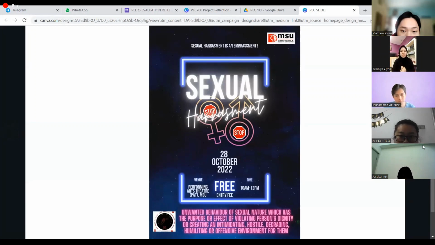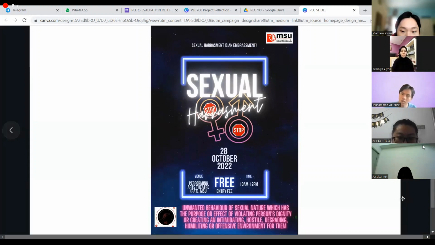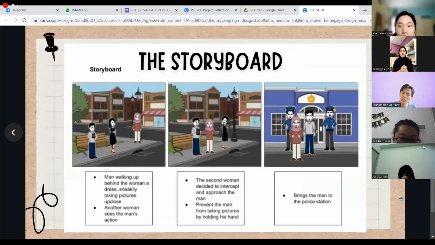So this is the sexual harassment block. This is the poster that I created using Canva. Now I'm going to show you guys the storyboard that my group and I created.